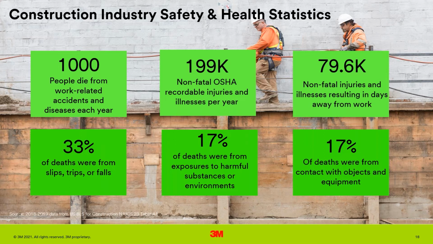The next thing to consider is there are almost 200,000 non-fatal accidents, and 17% of those were deaths from harmful substances or environment. So this includes being electrocuted, or also harmful substances like silica and other types of chemicals and things that you might be exposed to on a construction site. Another 80,000 injuries also resulted in days away from work, and 17% of these were related to contact with objects and equipment.